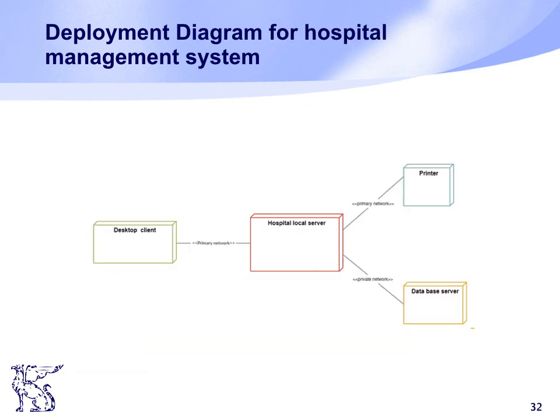I have added one more deployment diagram, of a hospital management system. Here we have identified 4 nodes. All the desktops in the hospital will be connected to the hospital's local server, and a printer is connected to the server. We also have a database in the hospital management system, and the database server is connected to the hospital's local server. So we have identified 4 nodes here, and we have drawn the connections between them. This is a deployment diagram for a hospital management system.